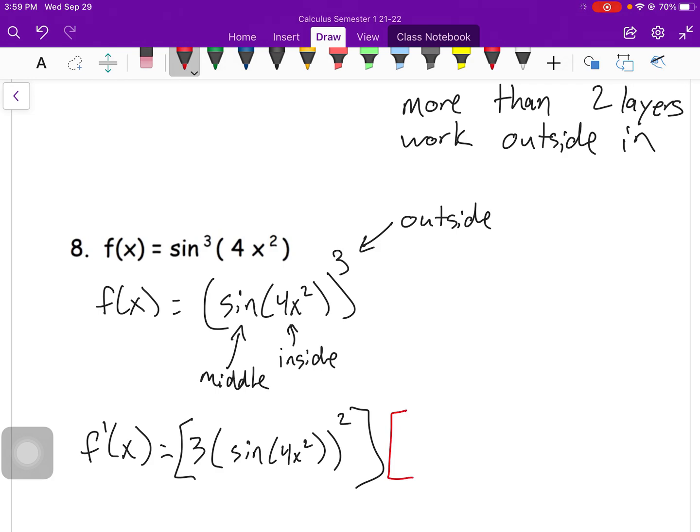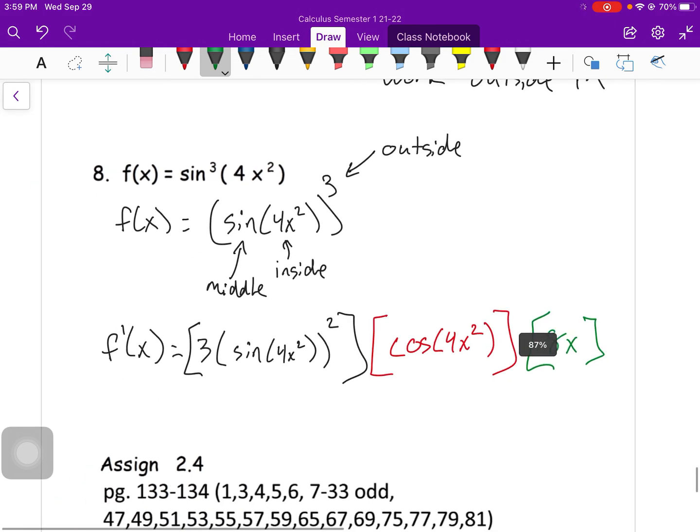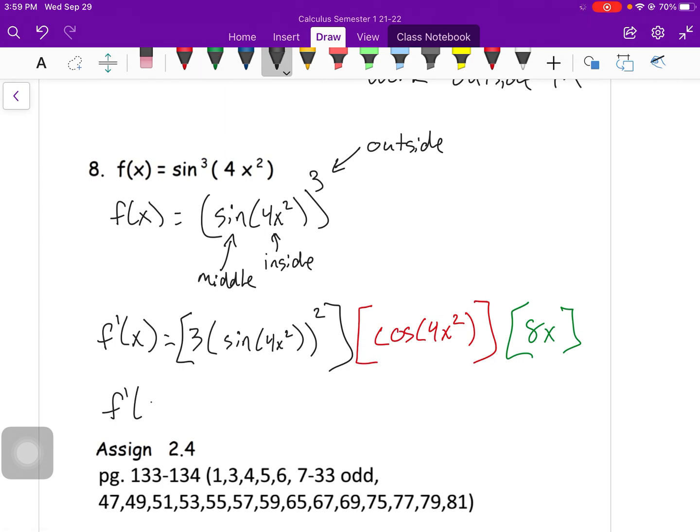Now, working outside in, we'd go to the middle piece next. So the derivative of sine of x is cosine of x. So the derivative of sine of 4x squared would be cosine of 4x squared. Then the derivative of the inside piece, which is going to be 8x. So now when we multiply to get our final answer, I have a 3 times 8x, which is going to give me 24x. And then I'm going to have a sine squared 4x squared times cosine of 4x squared.